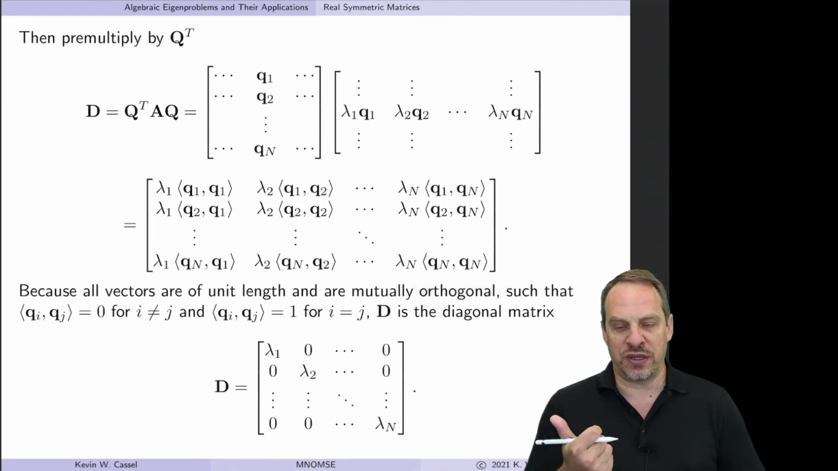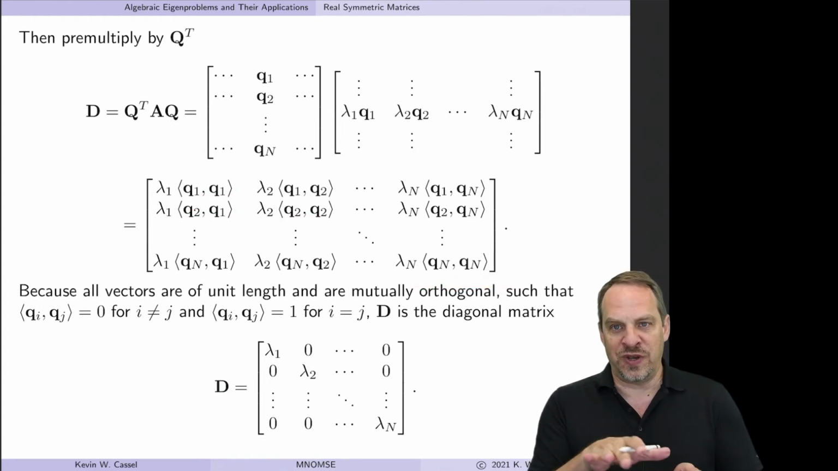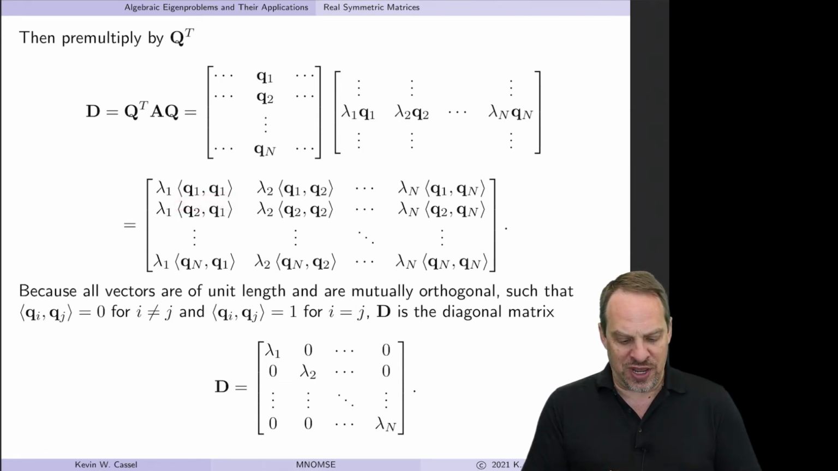Then look at the main diagonal, inner product of Q1 with Q1, Q2 with Q2. What are those inner products? Well, those are the same vector. They've been normalized to length 1. So their inner products are just 1. So notice what happens. The main diagonal elements are just lambda 1, lambda 2, lambda 3, through lambda n.